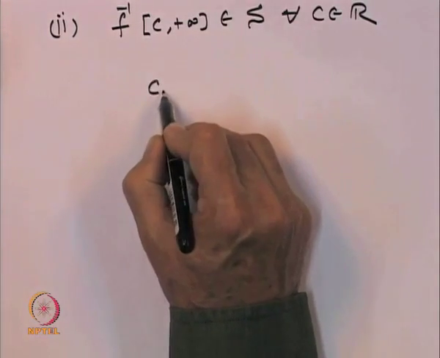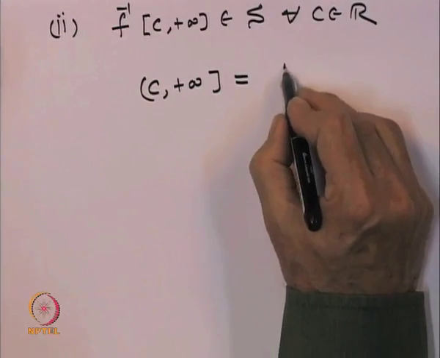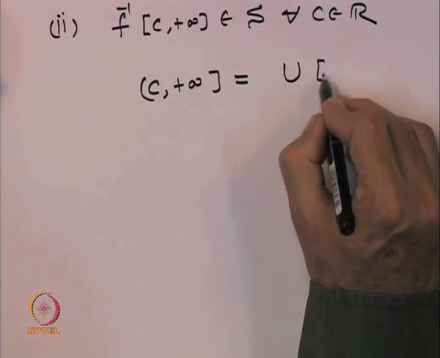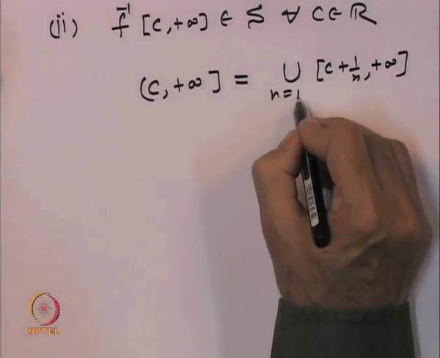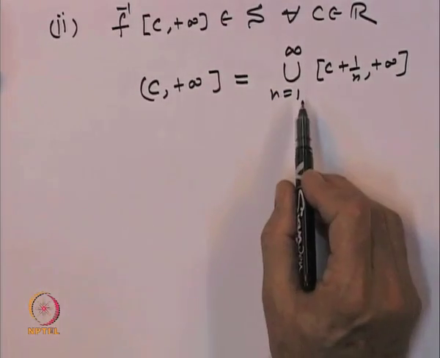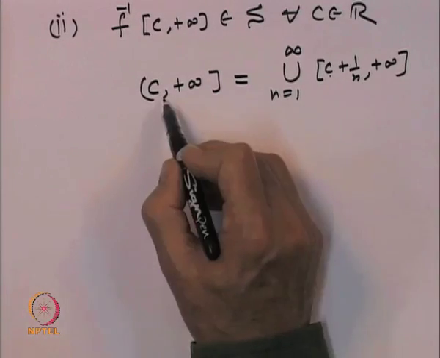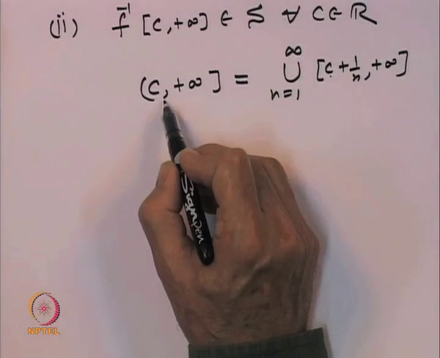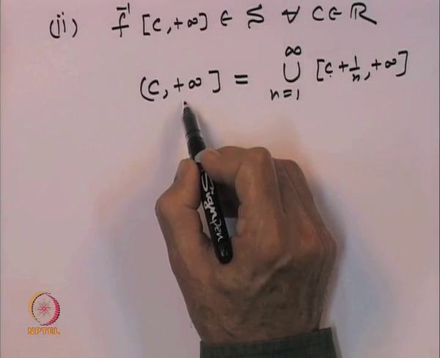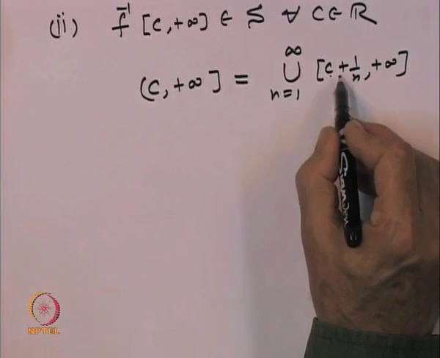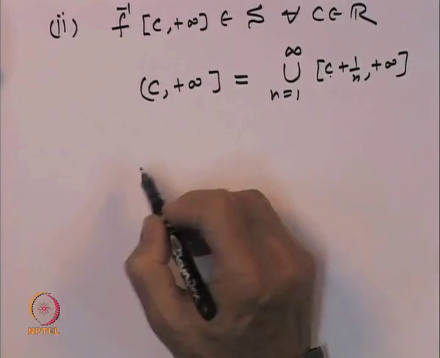So, the idea is the open interval c to plus infinity can be expressed as union of the closed intervals c plus 1 by n to plus infinity, n equal to 1 to infinity, and that is quite easy to verify. The interval c plus 1 by n to infinity is inside the interval c to plus infinity. So, this union is inside it, and conversely it is easy to check that because c plus 1 over n goes to c, this is actually equal to c to infinity.